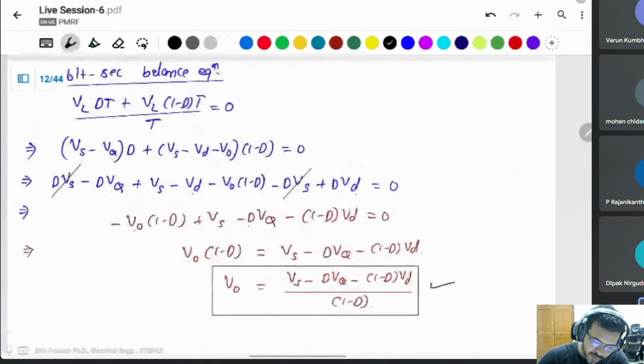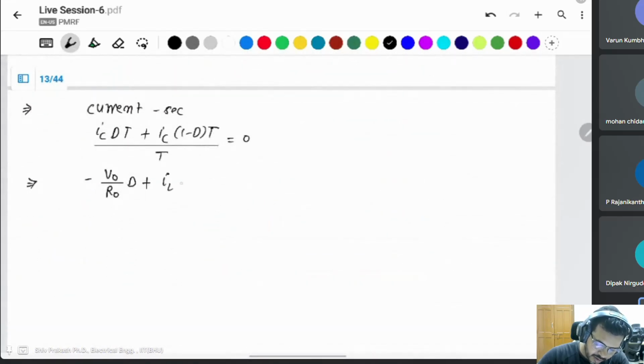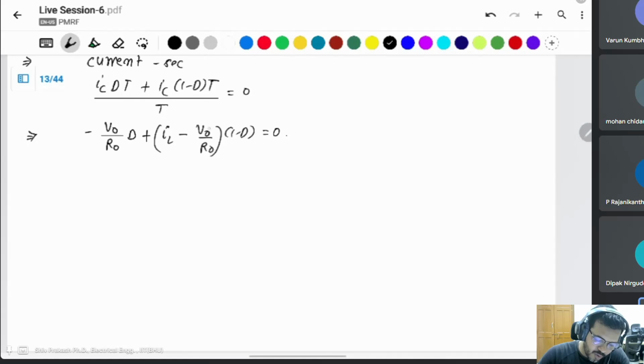When the switch is off, this will be IL minus V naught, times 1 minus D, equal to 0. If the output voltage is known, you can calculate and get the IL directly here. If you take V naught by R naught as the I naught, then you can calculate this easily also.